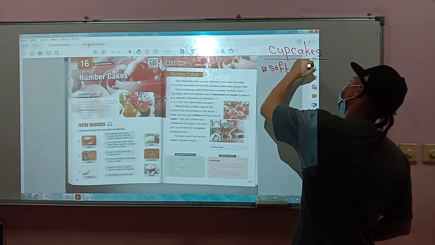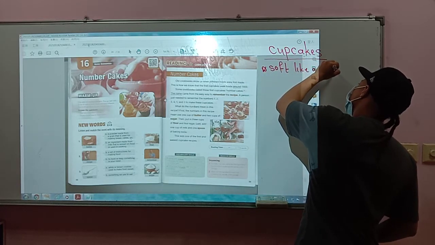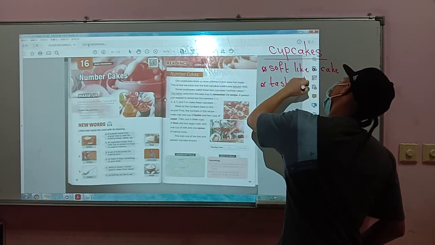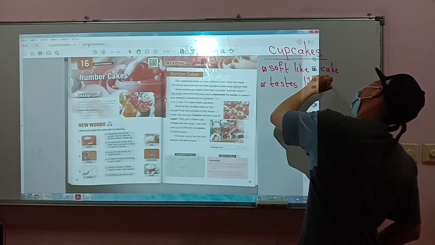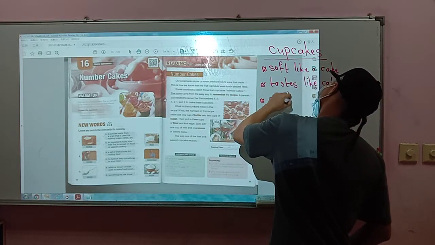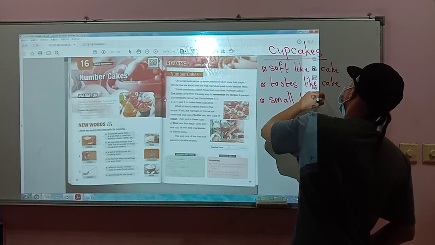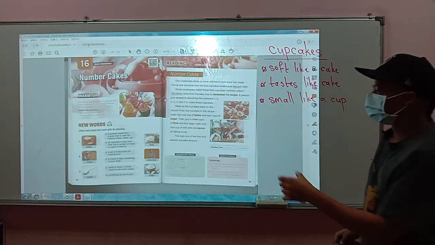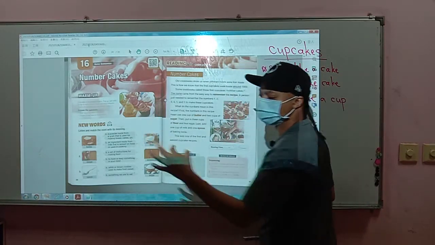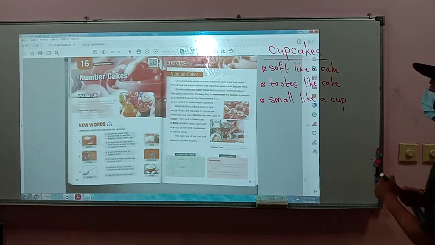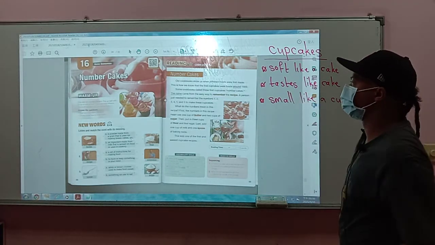like a cake. And it also tastes like cake, but it is small, like a cup. Alright, like a cup of tea. Alright, so it's really, really small. Looks in a circle, it's like a cup. It is cupcakes. So that's what we're going to look at today.